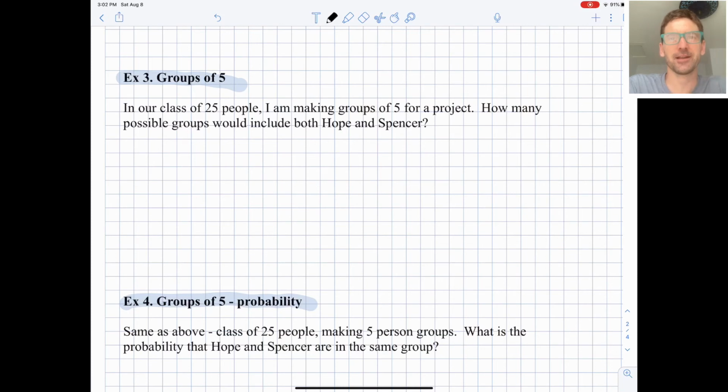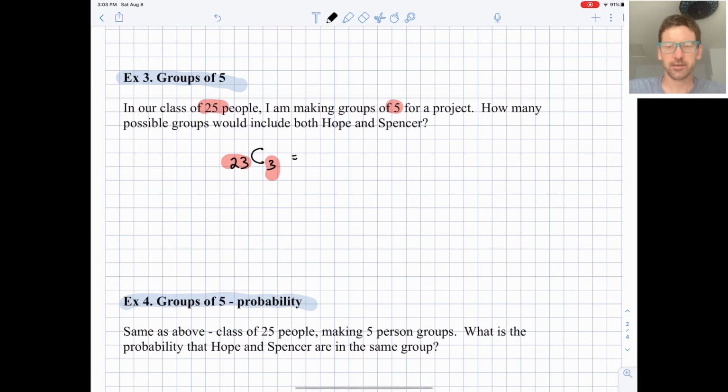They're already kind of merged together. We don't have to think of it as carefully as the pug and wombat example, as being merged together to take up one slot. But let's pretend they're already in the group. So how many different groups could we make up that include Hope and Spencer in them? Hope and Spencer are kind of out of the running, so we have 23 people. And how many people are we choosing? We're choosing 3. So this 25 turned into a 23 because Hope and Spencer are already in the group, and this 5 turned into 3 because we only need to choose 3 more people.